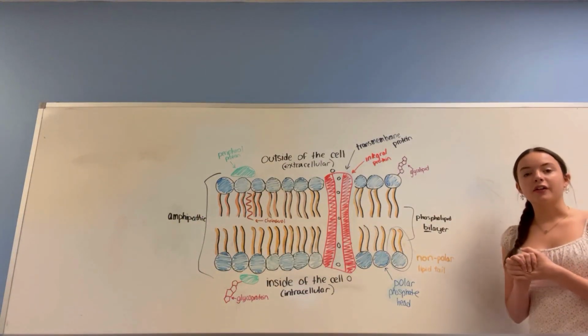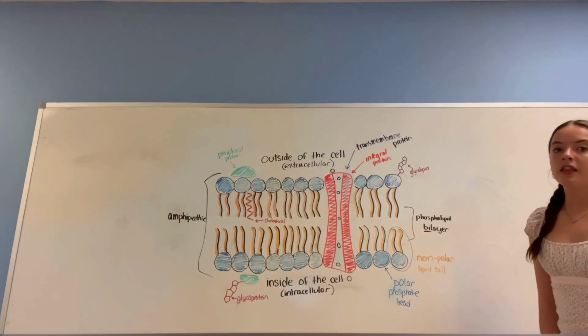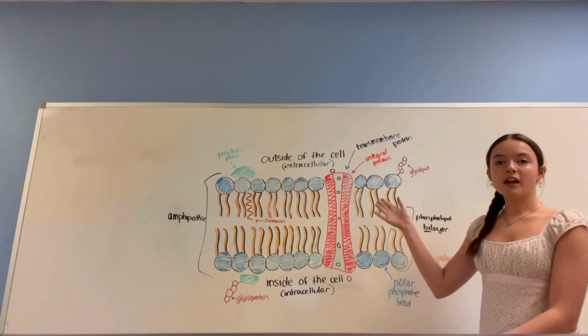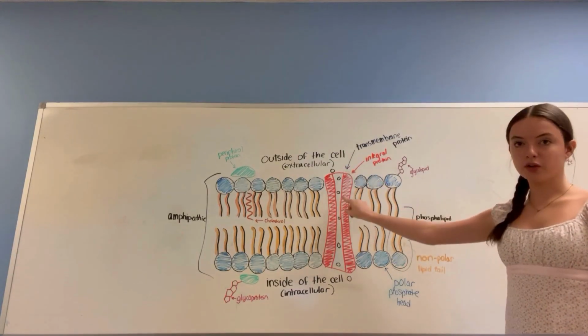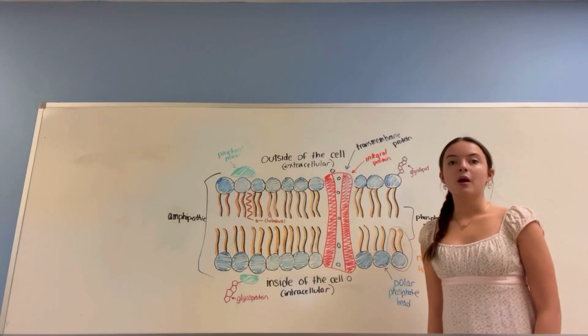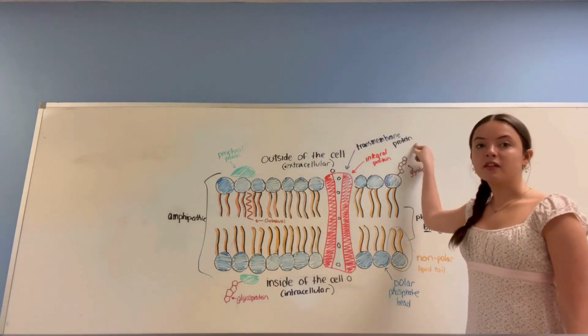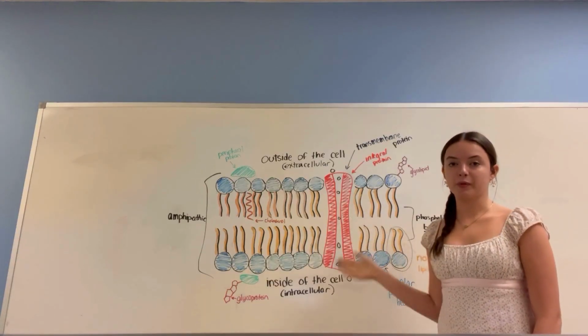Embedded in the bilayer, there are also many proteins. This is an integral protein. These proteins are elongated and hollowed out, allowing large molecules to pass through the cell membrane. Most integral proteins are called transmembrane proteins. This means that they go through both sides of the phospholipid bilayer.